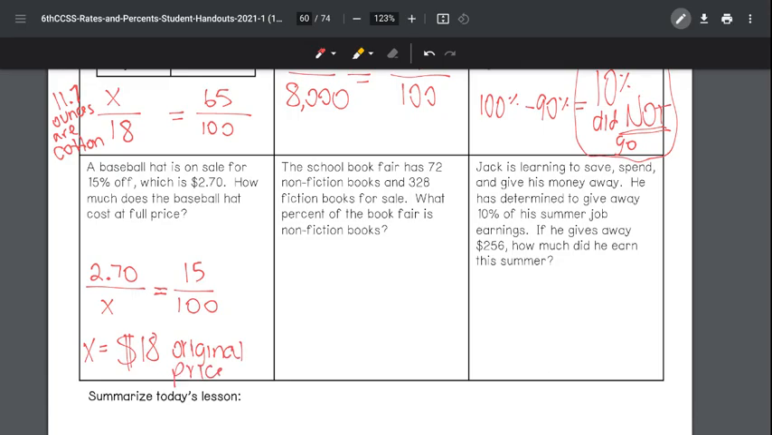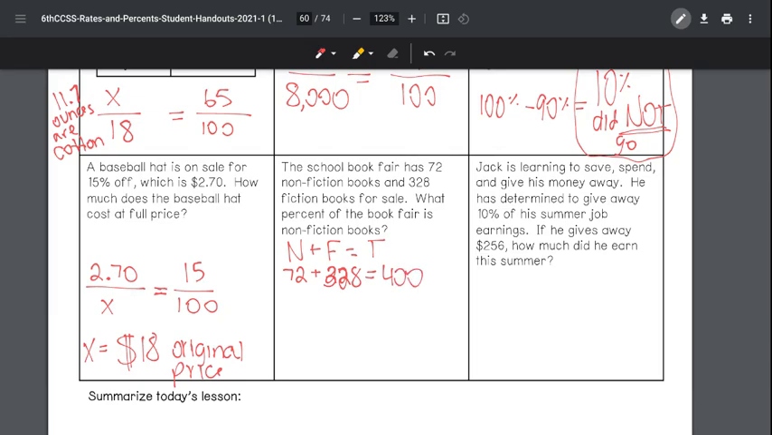The school book fair has 72 nonfiction books and 328 fiction books. What percent of the book fair is nonfiction books? Stop. This did not give us our total. You have to do a step before we can set up our proportion. The nonfiction books plus the fiction books equals how many total books we have. 72 nonfiction plus 328 fiction books equals 400.